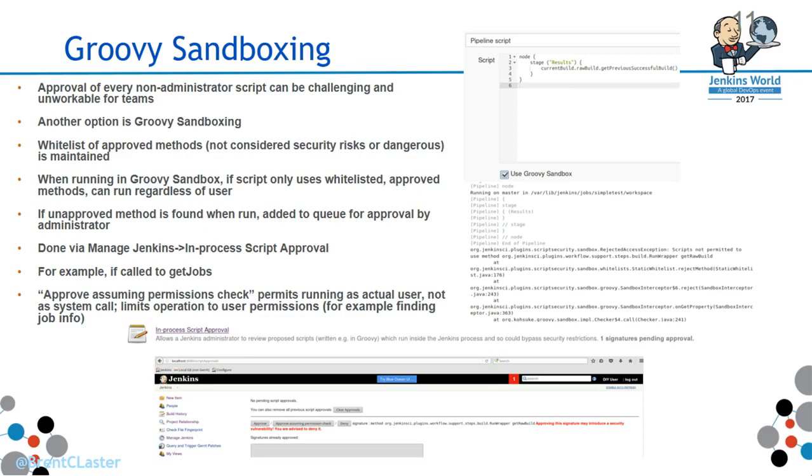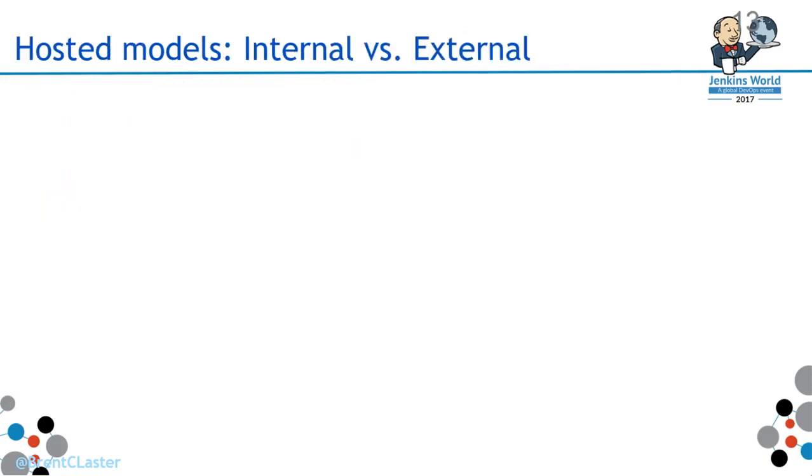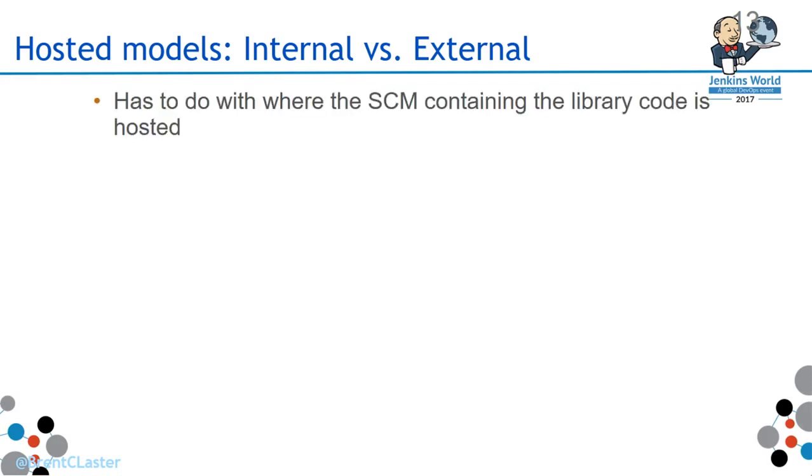So it's saying this should be allowed to run assuming the user that's running it has the appropriate permissions in there. Okay, so that's a real quick overview of the trusted versus untrusted. The other thing is the internal versus external.